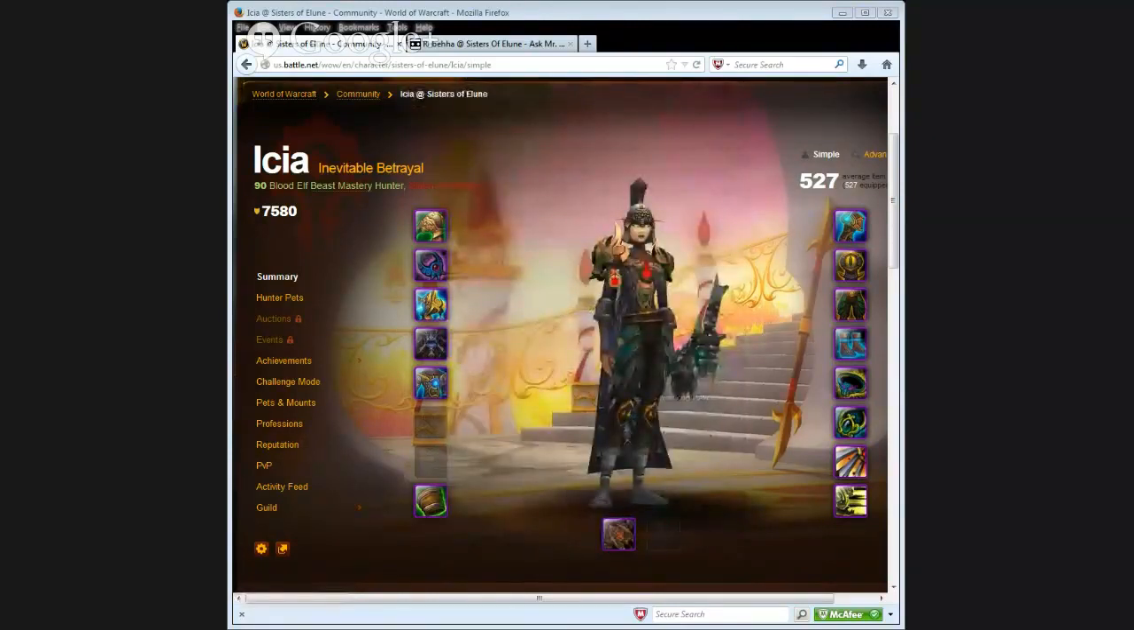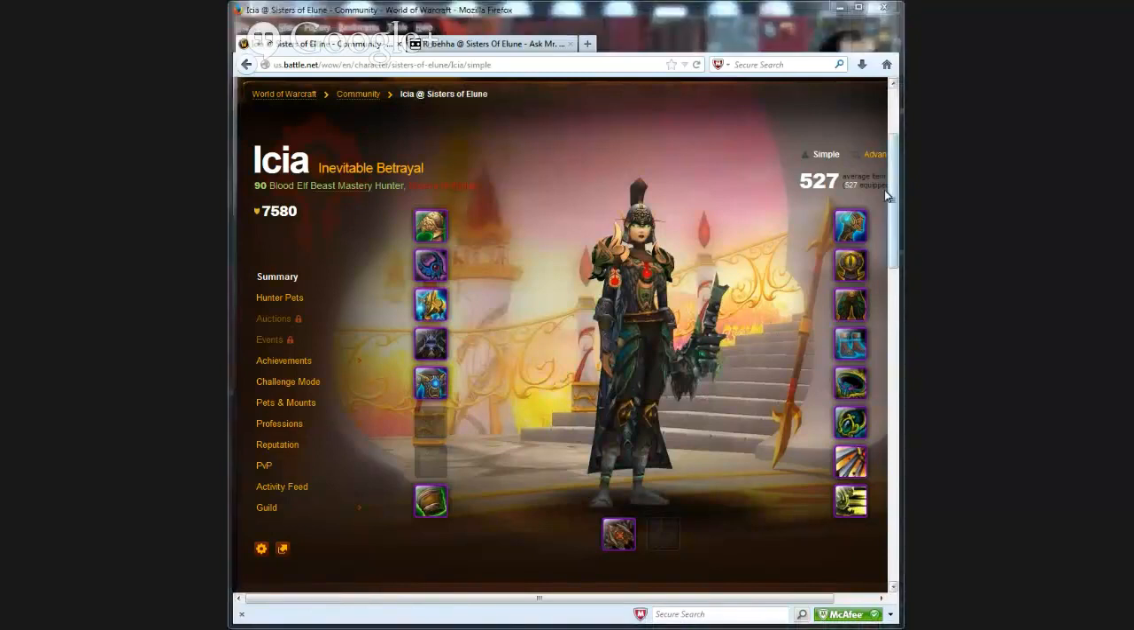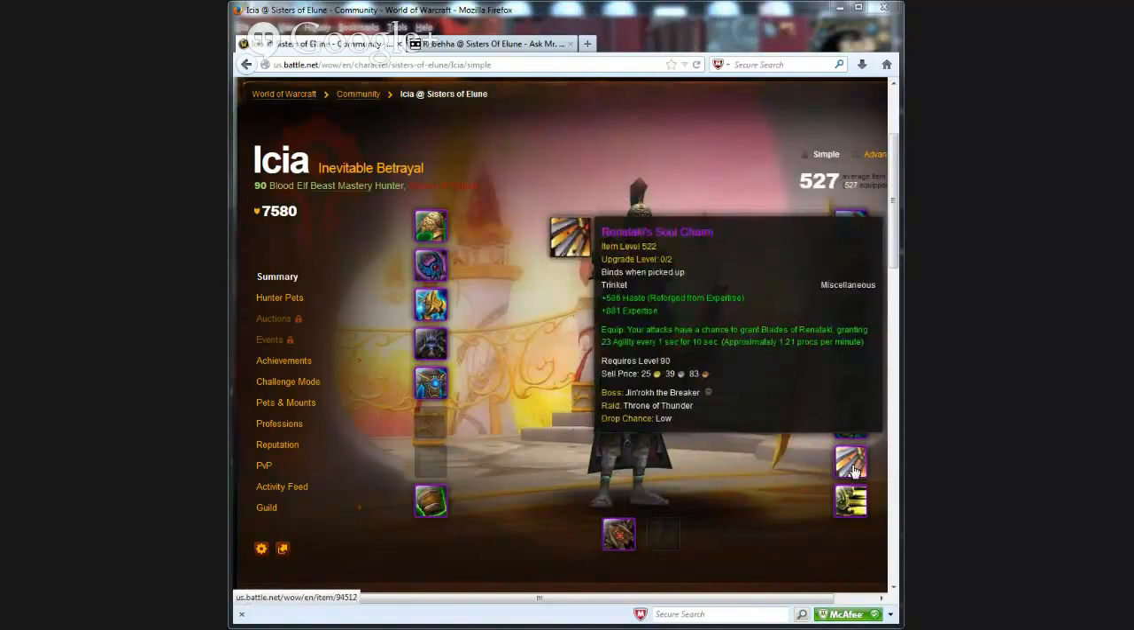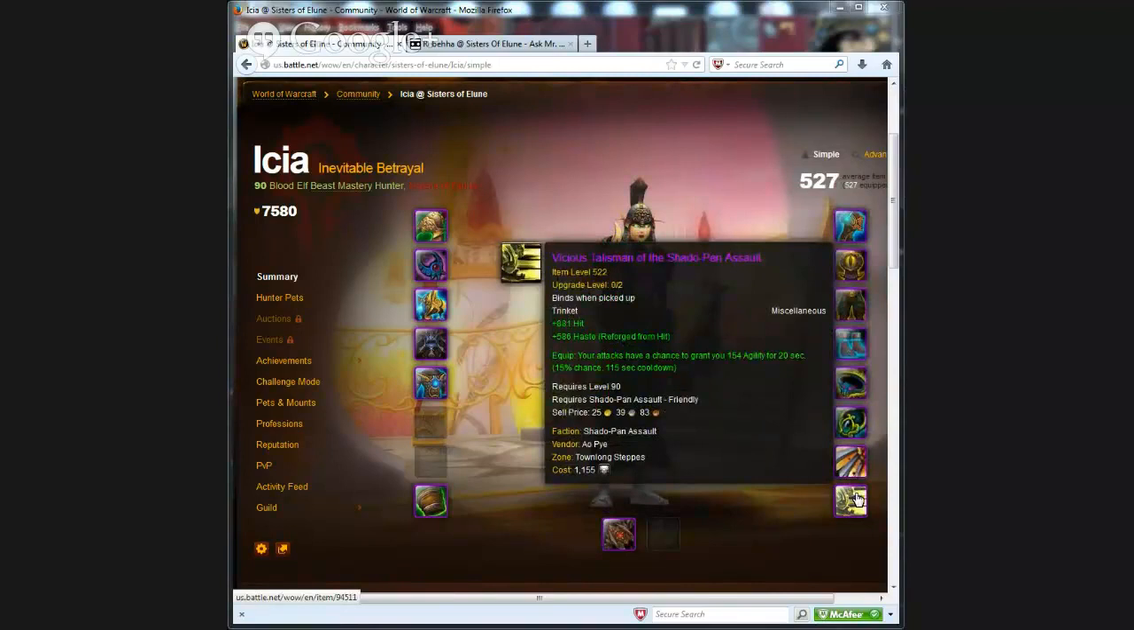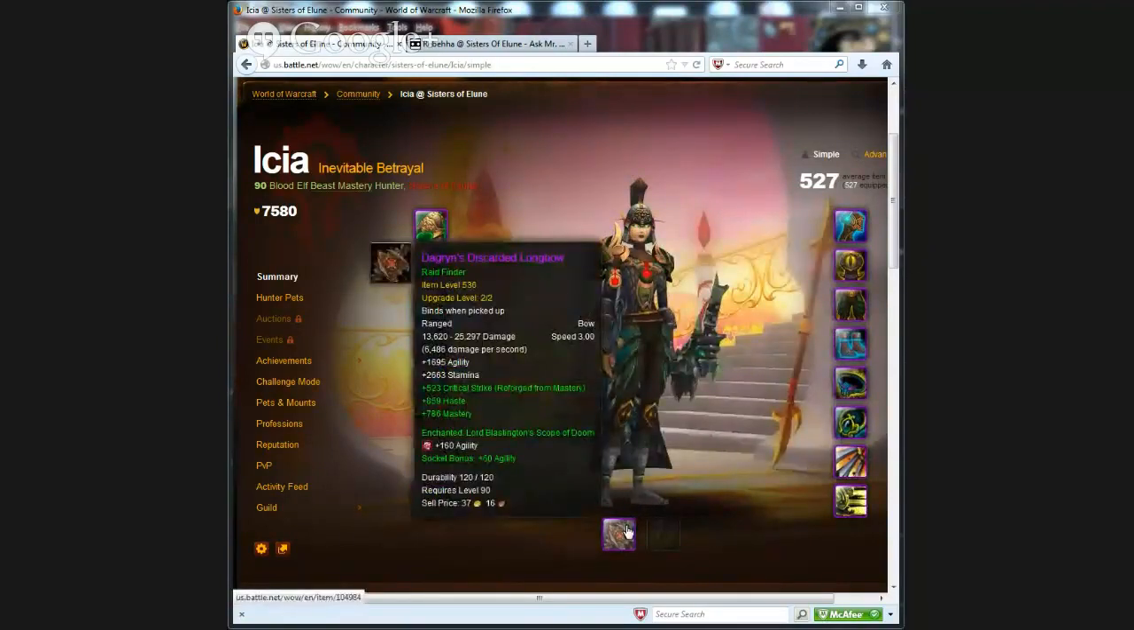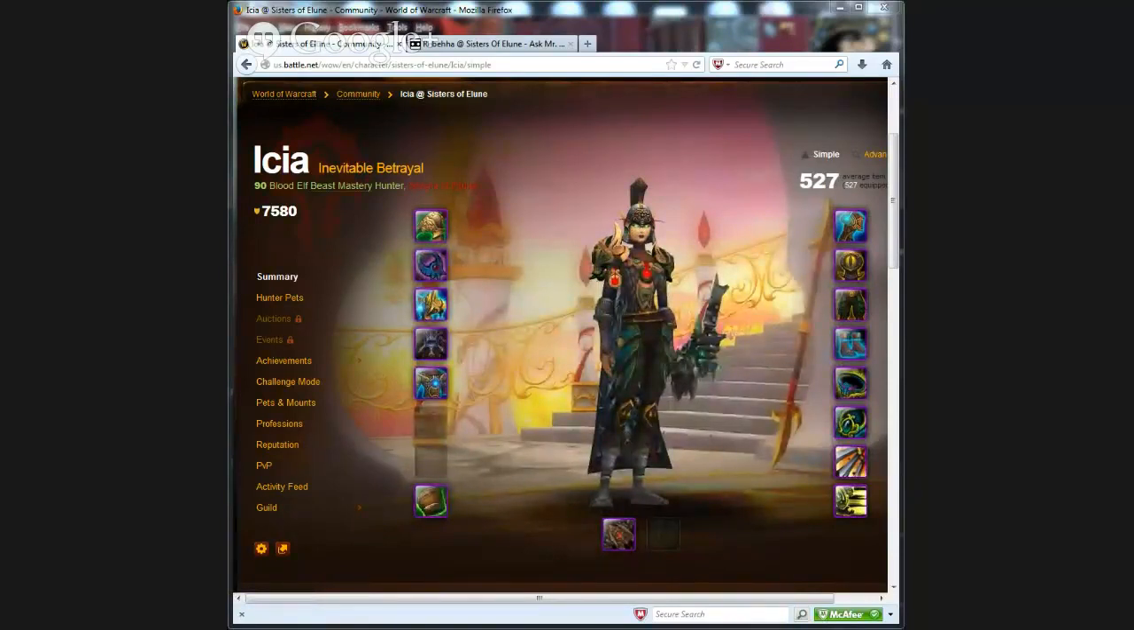So we'll go ahead and move on from there. We're on the wrist now. Going to move over to the hands. And the belt. Almost there. On the rings. Okay, and then on the main hand, we have a bow, so congrats on getting your LFR bow. Yeah, and I think I upgraded it using the Valor Points, but that was a while back, I believe. Yep, that's what it looks like, because you're at 536 on that one.